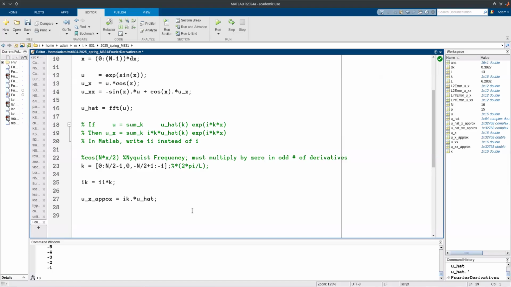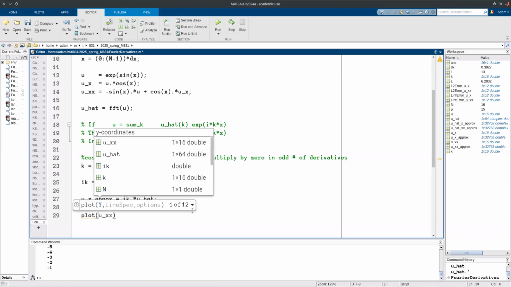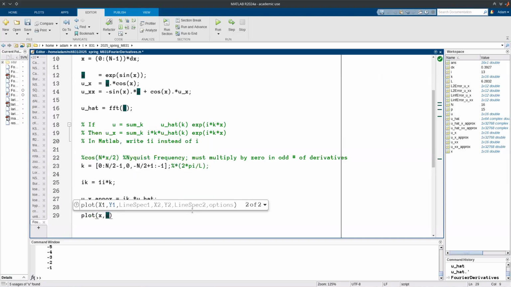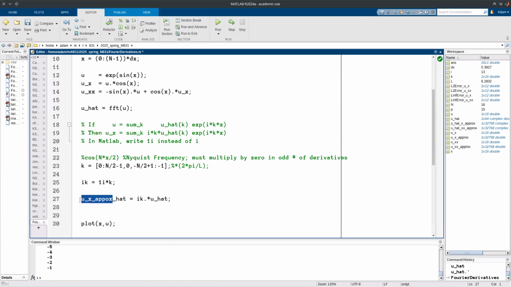So let's plot x comma u. And then we also want to plot, I should really call this ux approx hat, because this is still in Fourier space. So if I want to come back to physical space, one way to do that is to use the IFFT, the inverse fast Fourier transform, which works. The algorithm is very similar to the FFT. And so I'll put here ux approx hat.